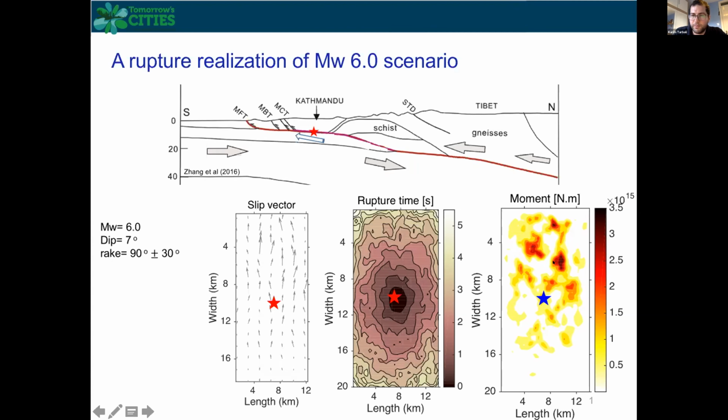We will encompass most of those possible perturbations of the energy release by conducting simulations for different realizations of kinematic ruptures. And this shows how the rupture propagates in time from the initiation point to the corners of the rupture plane.